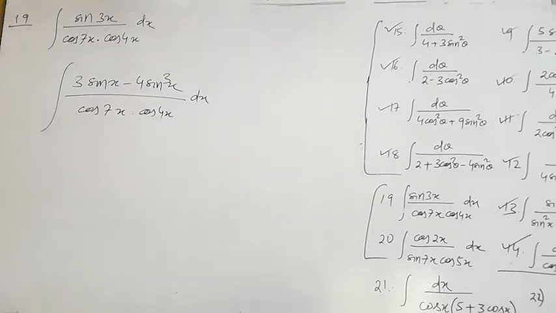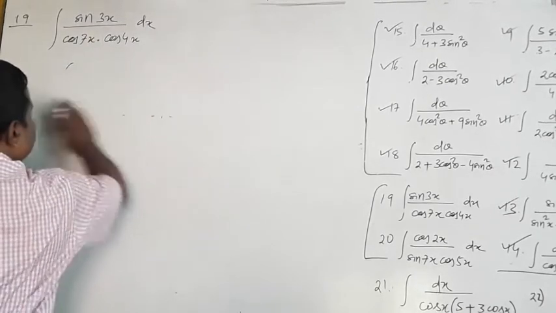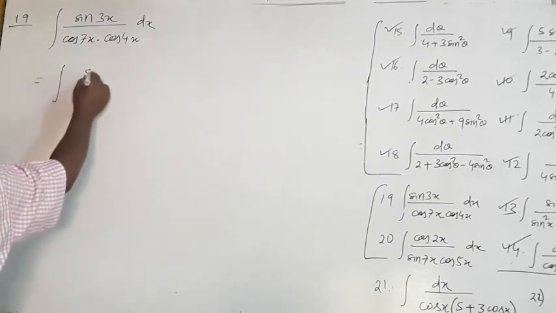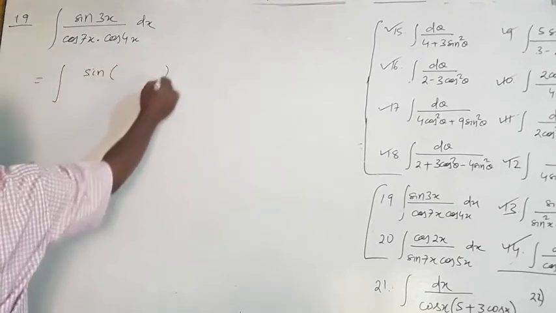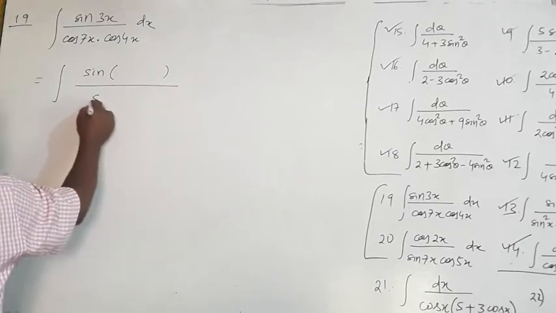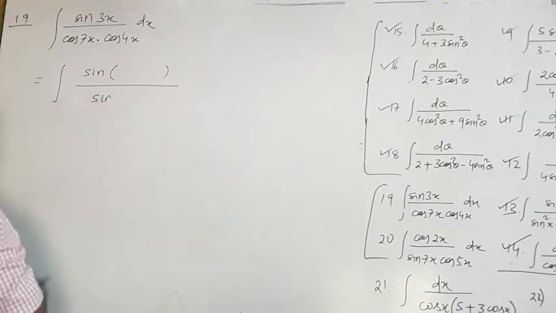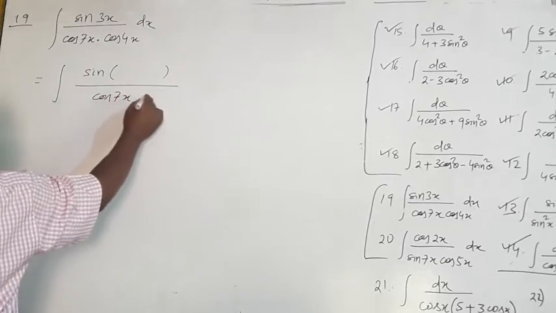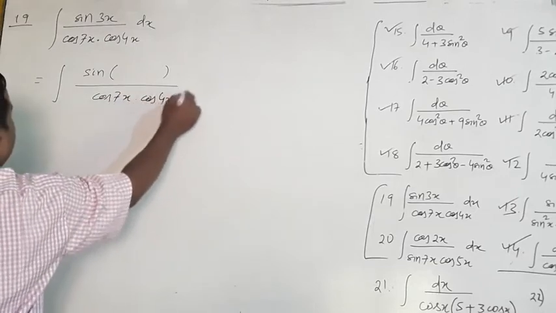Then you can't proceed at all. The only way, first, this is a very tricky problem. You have to remember, the only way is sin. What will you write here? Just think. I am giving you 1 minute. First think, then I will proceed. What will you do here?